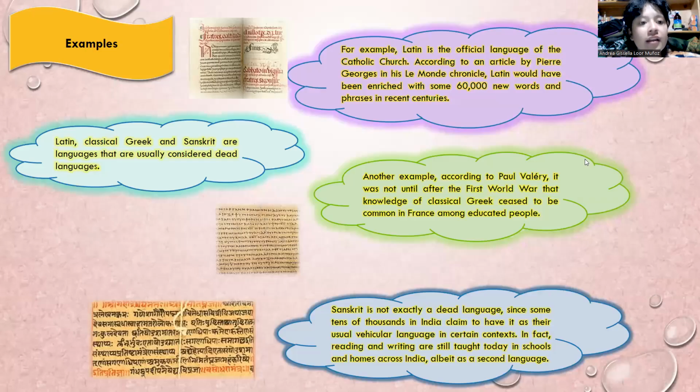Examples: Latin, Classical Greek, and Sanskrit are languages that are usually considered dead languages. For example, Latin is the official language of the Catholic Church. According to an article by Pierre Georges in his Le Monde chronicle, Latin would have been enriched with some 60,000 new words and phrases in recent centuries. Another example, according to Paul Valéry, it was not until after the First World War that knowledge of Classical Greek ceased to be common among educated people.